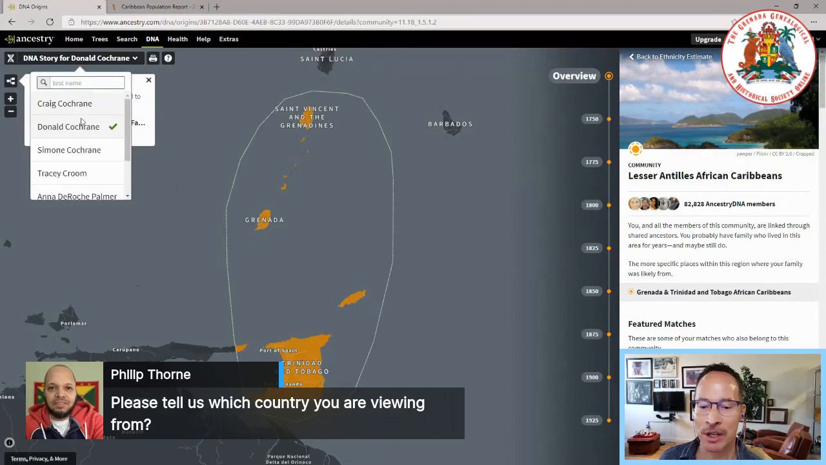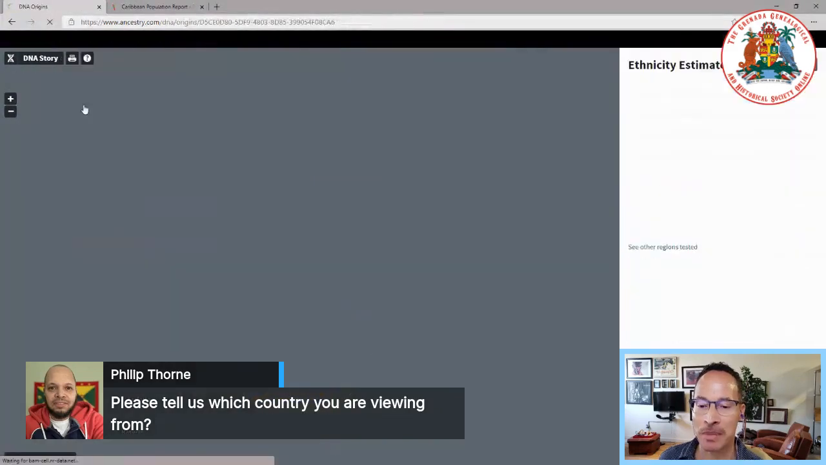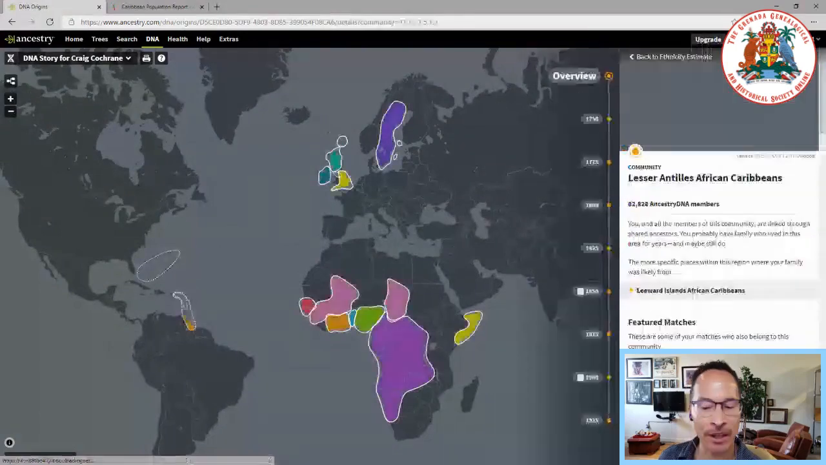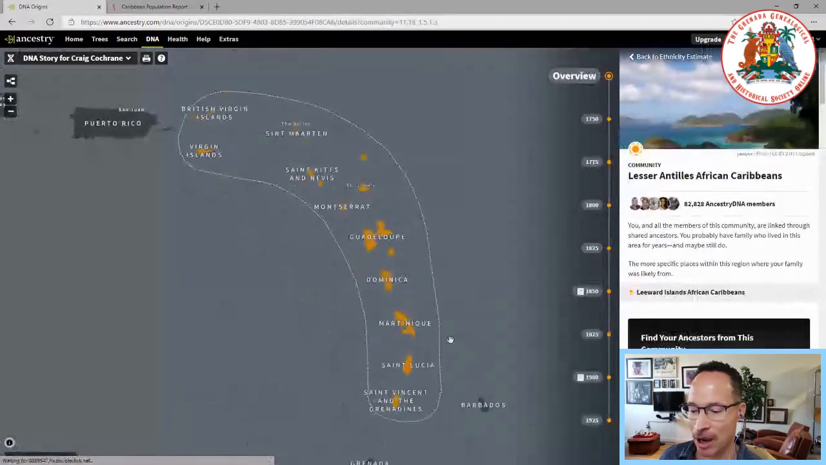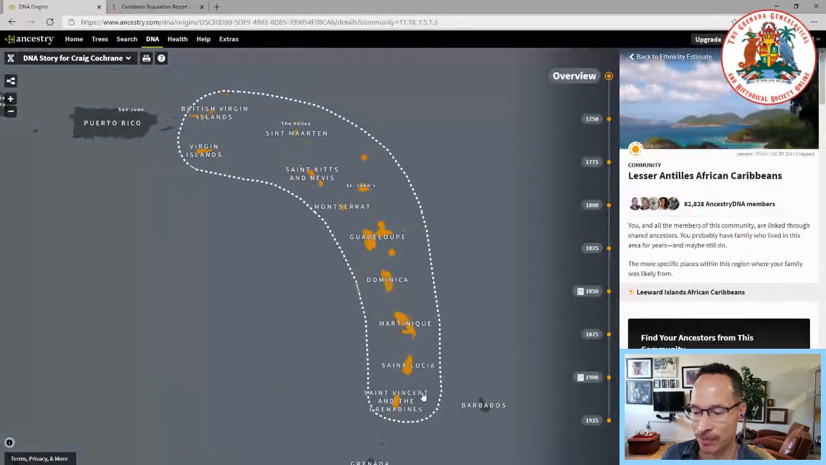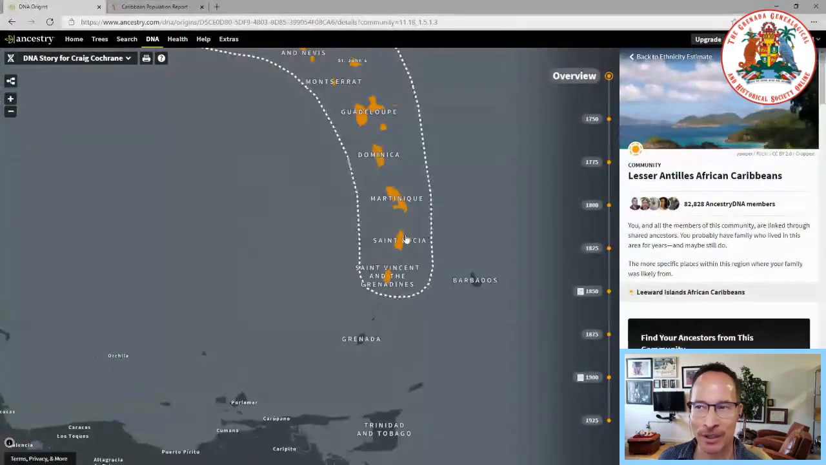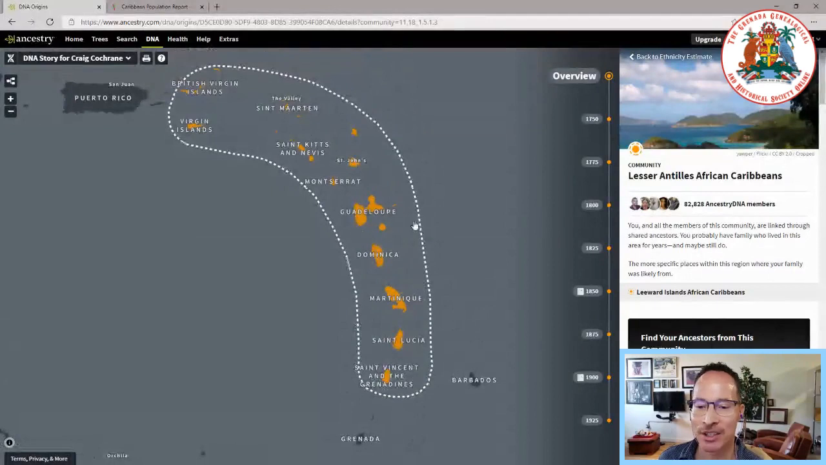If we switch, interestingly, over to me, it's telling me that my recent communities don't include Grenada. But I know that they do because my parents have tested. So again, these are highly accurate, but not completely accurate.